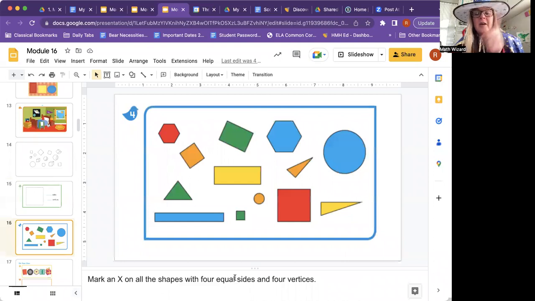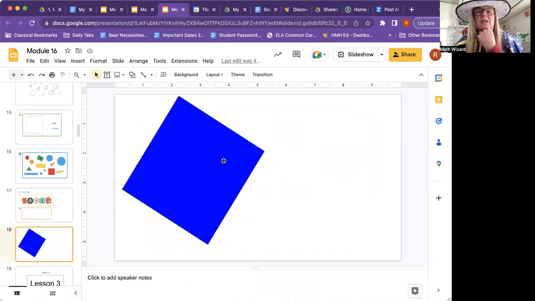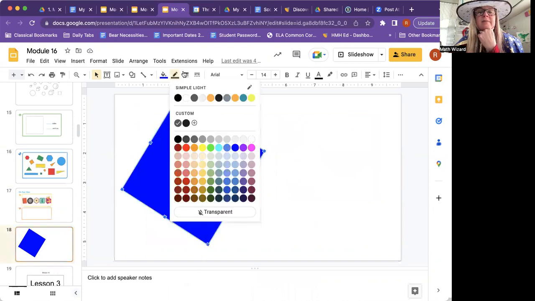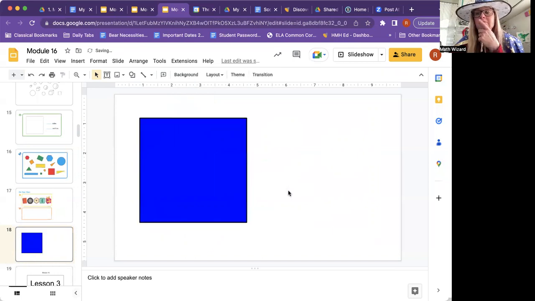All right. You're going to mark an X on all the shapes with 4 equal sides and 4 vertices. So remember, this might have 4 sides and 4 corners, but does it have 4 equal sides? Now, before you do this, I want to show you something. Do you see this right here? If I turn it like this, is that a square?